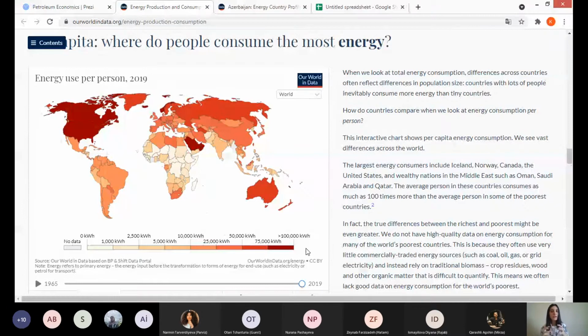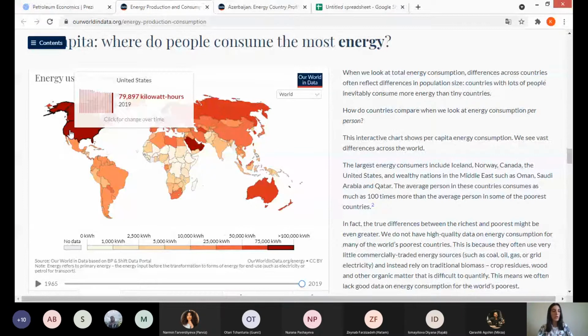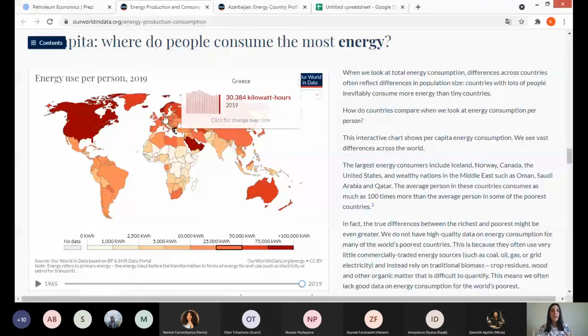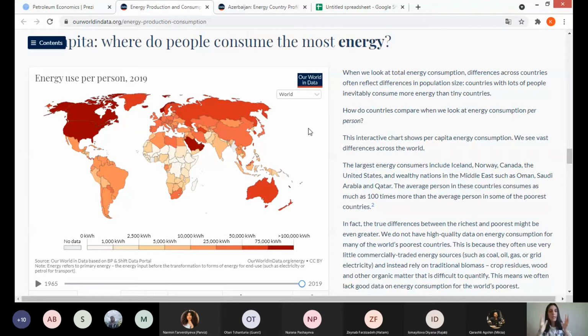But why is there a difference across countries? The first reason is population. It's saying that if a country has a lot of population, its energy consumption will be more, because more people means more energy consumption. But you can ask a question: as we know, China and India are the two most populated countries in the world, but they don't have dark red.